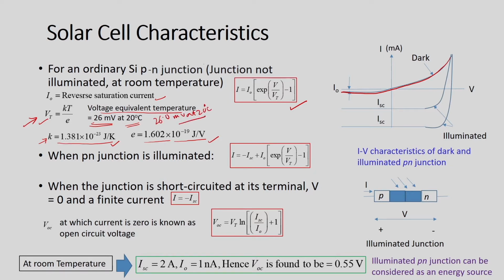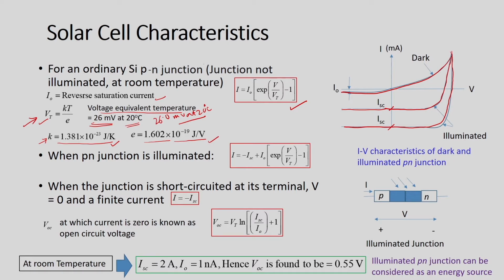Now, we will discuss what happens when the p-n junction is illuminated or a light source is applied. The shape of this IV characteristic will change. It will go downward, and you can see how the shape has changed. These two figures are for two different light levels. This is ISC for one light level, and this is ISC for the other light level. This ISC is the short circuit current.